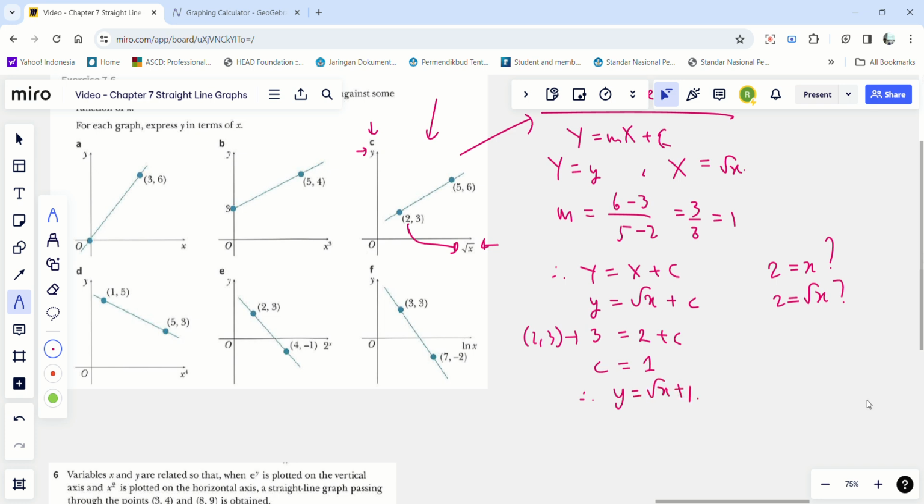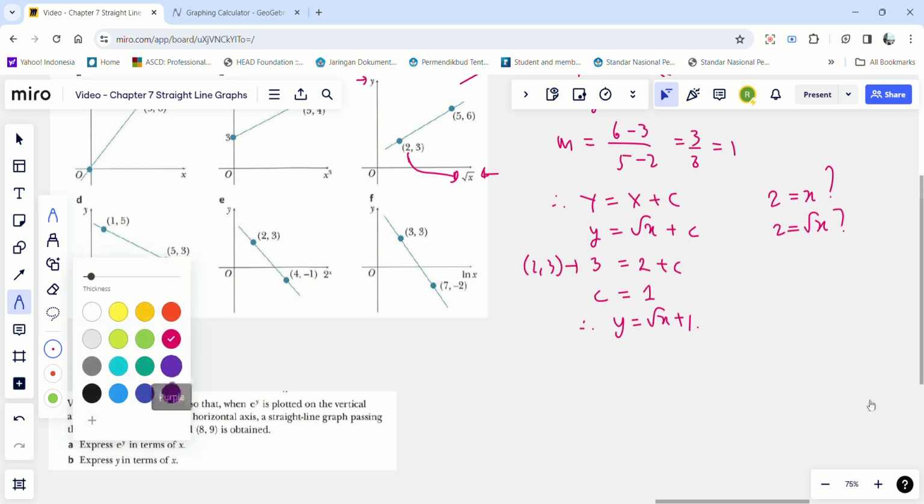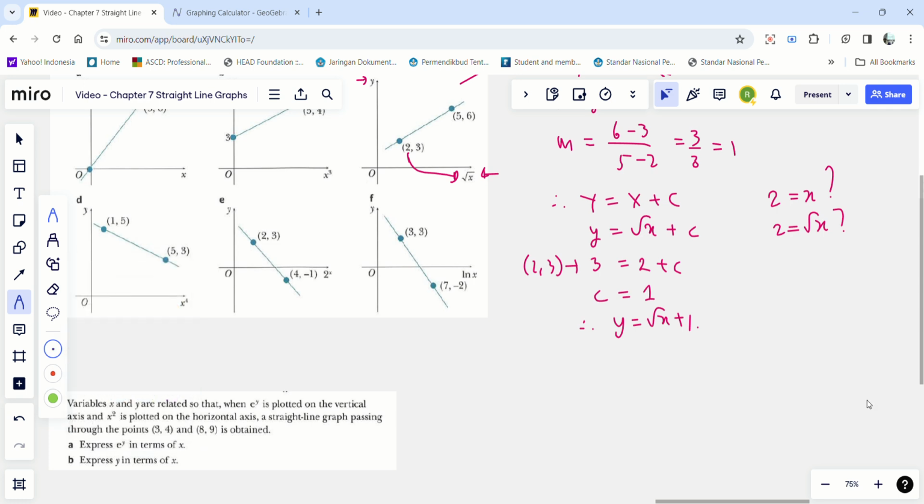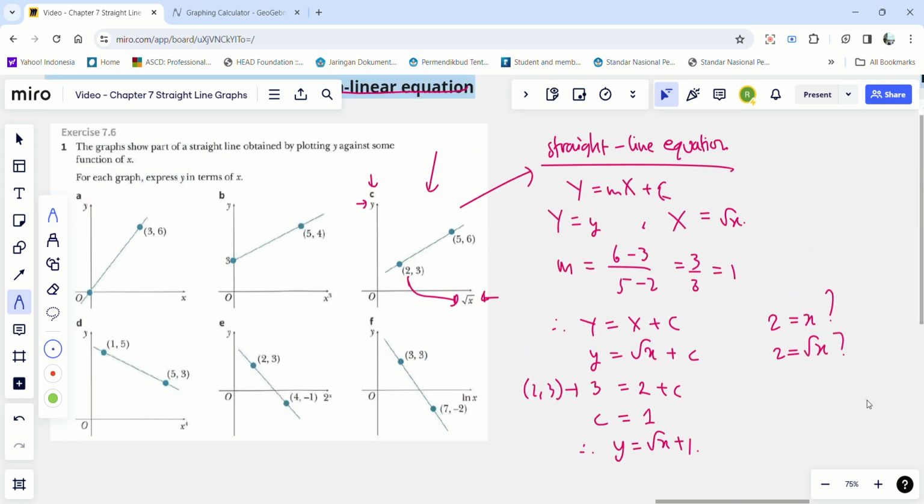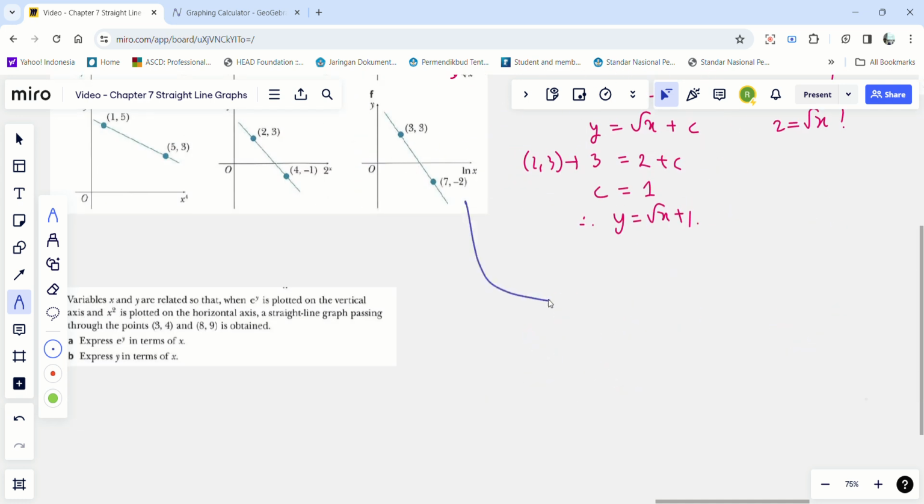So you can do it again for the other questions before I go on with the word problem type of questions. Let's say I'm using the example in number f. Same thing, Y = mX + c, but in this case capital Y is small y, same, and capital X is actually ln x. First things first, find the gradient: 3 minus negative 2 over 3 minus 7, so it's 5 over negative 4. It means I got Y = negative 5 quarters X plus c.